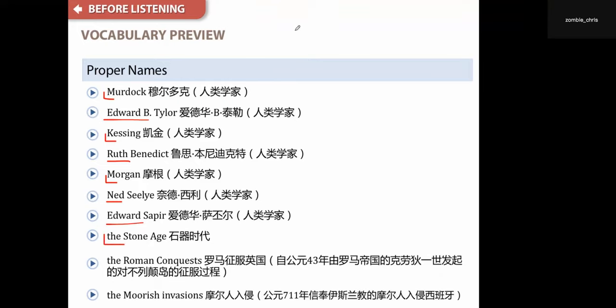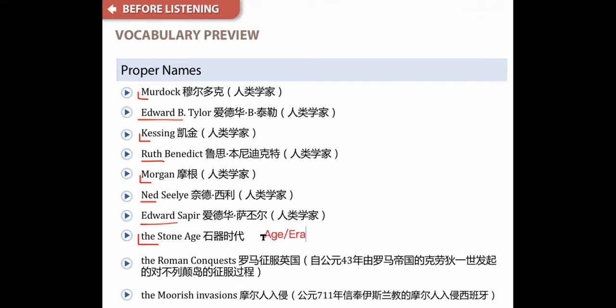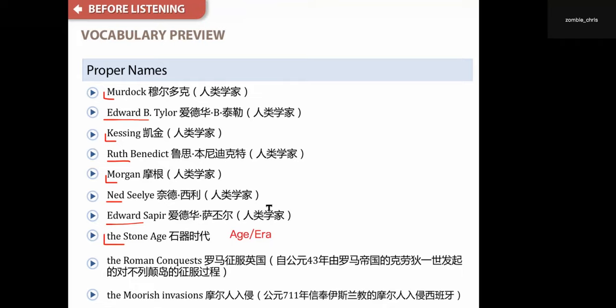The Stone Age: age and era. Age and era are synonymous. They mean the same thing. The only difference is that in everyday conversational English, we will refer more to something being an age rather than an era. So in China, everybody knows the modern era by now, which is Xi Jinping's policy, I guess. So we have that era.